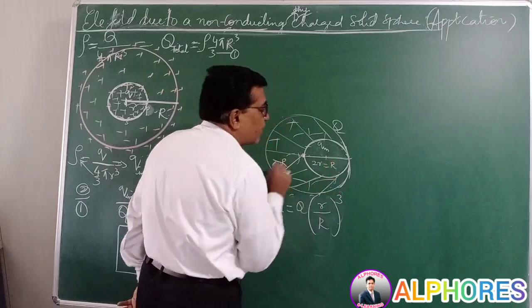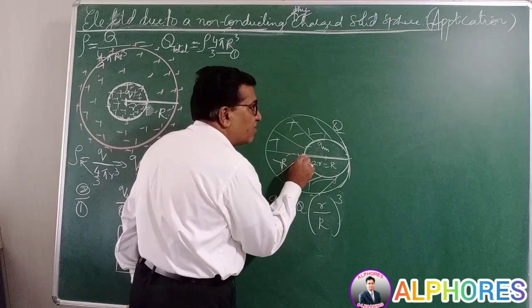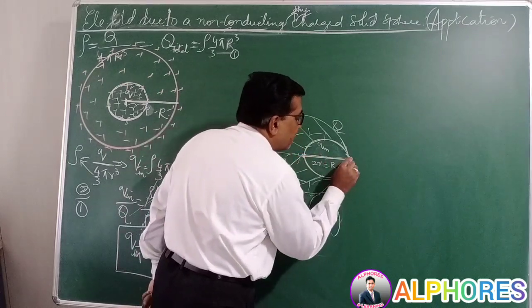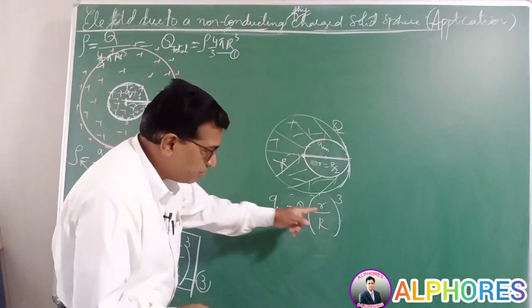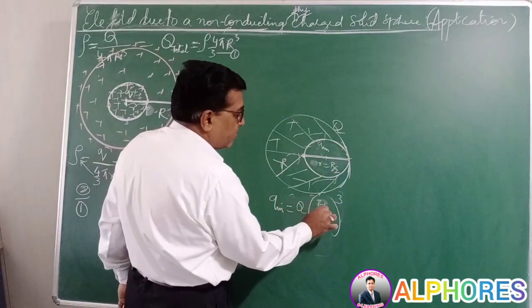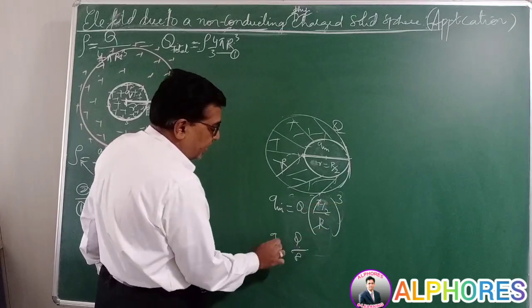2r is capital R. So actually this is the radius of the bigger sphere, but it is also equal to the diameter of the smaller sphere. So small r is capital R by 2. Again substitute here. So small r is capital R by 2, r cancels. Capital Q times 1 by 2 cubed, that is Q by 8.